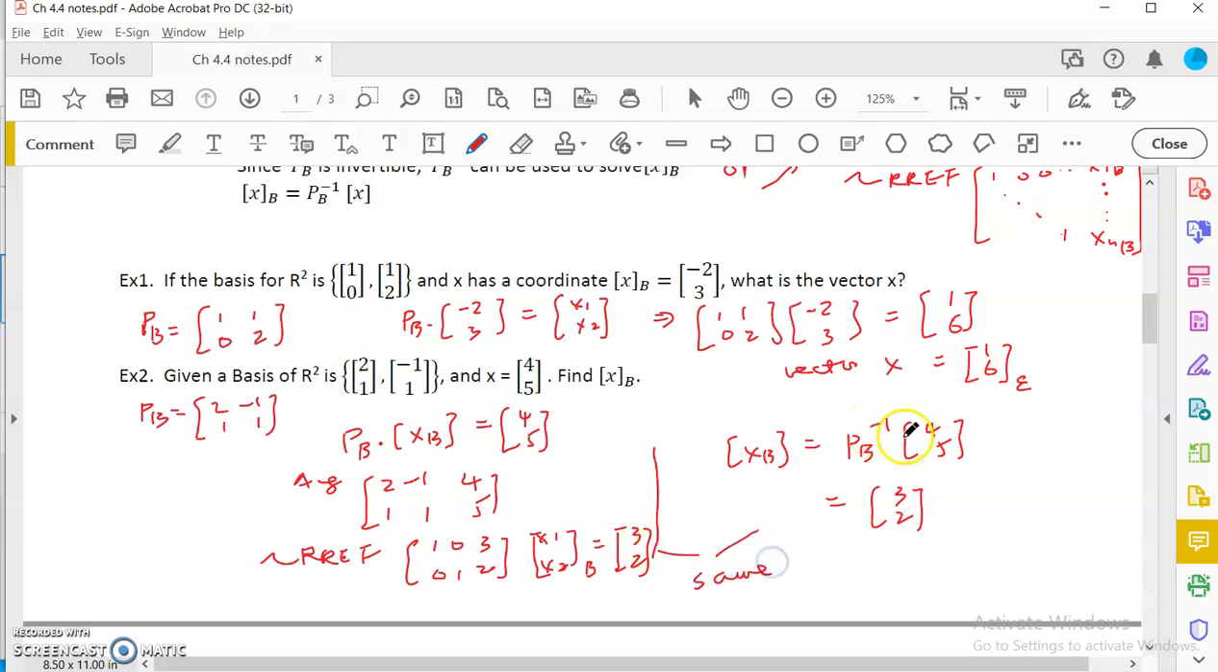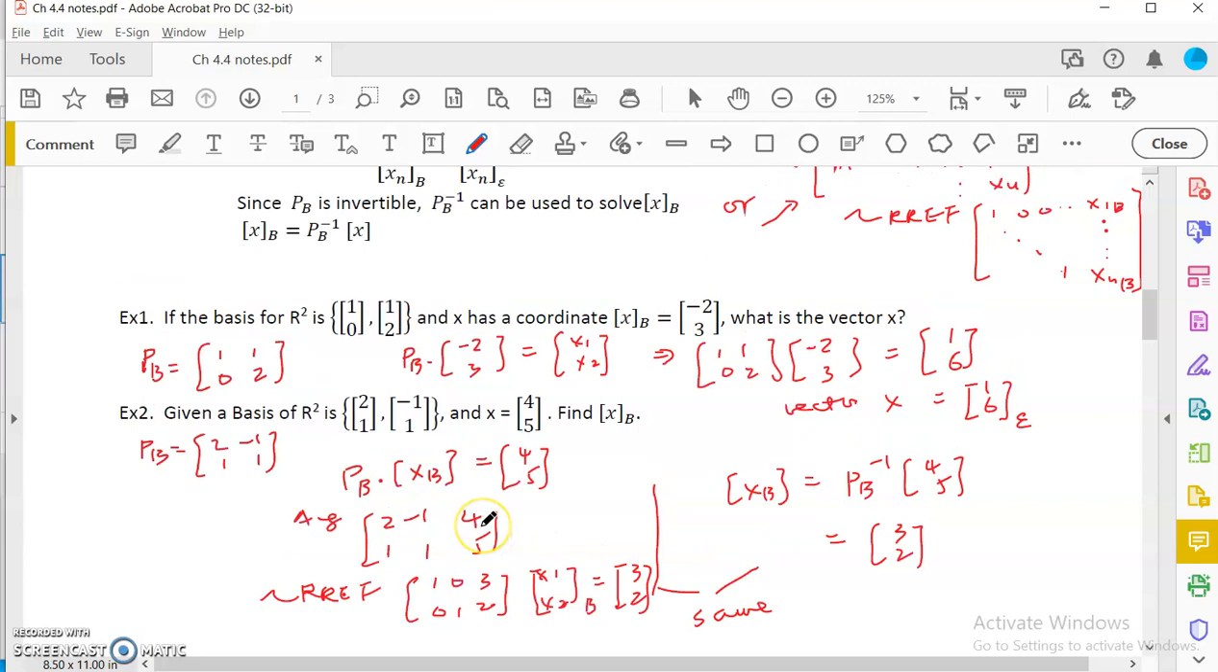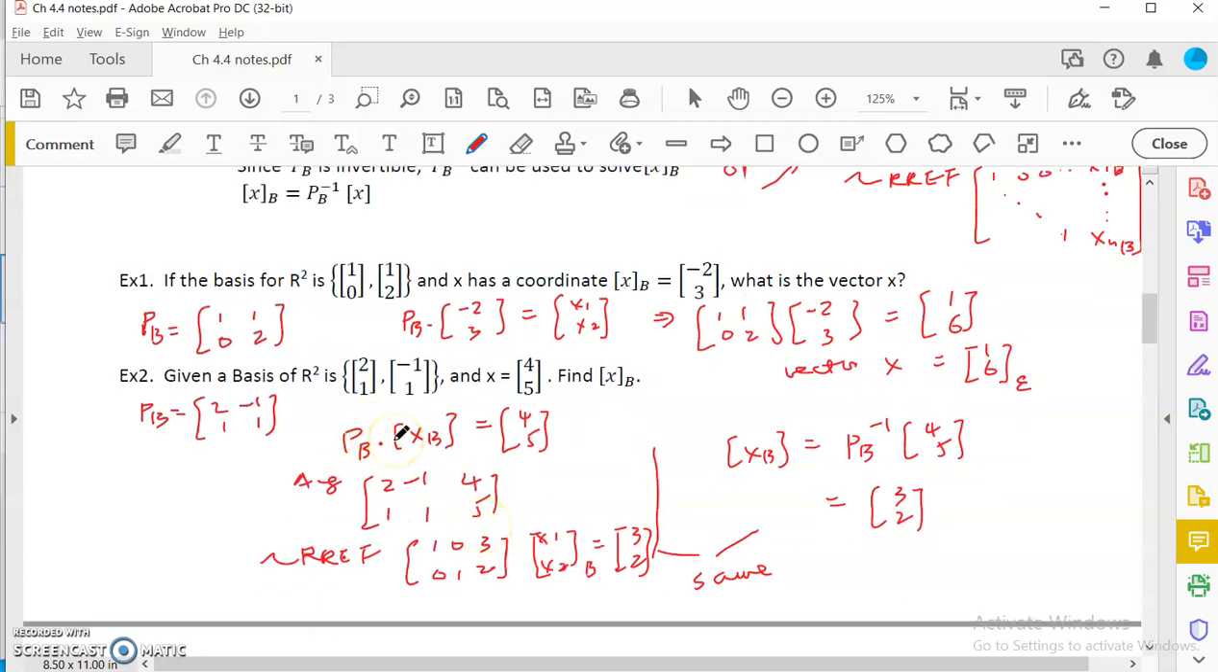You can use this method, which takes more steps, especially with a matrix calculator with decimals. RREF seems to be faster, so I usually do that. So this is how you can find the coordinates. If you know the coordinate in the standard basis, you can find the coordinate for the new basis. If you know the new basis coordinate, you can find the coordinate in the standard basis.